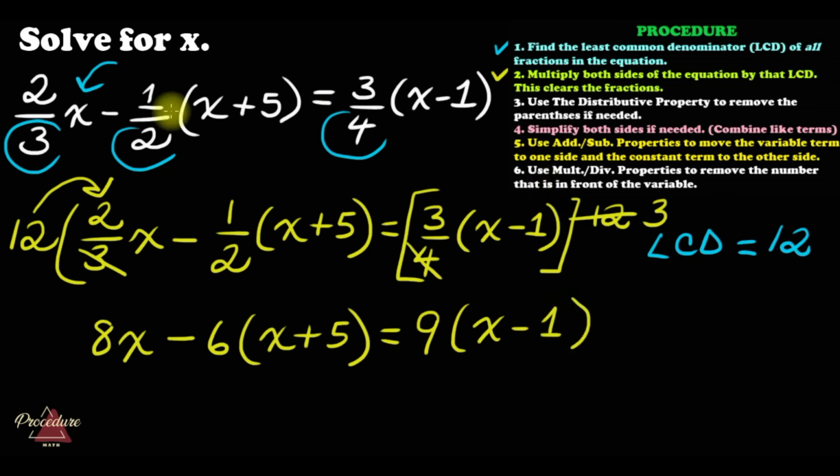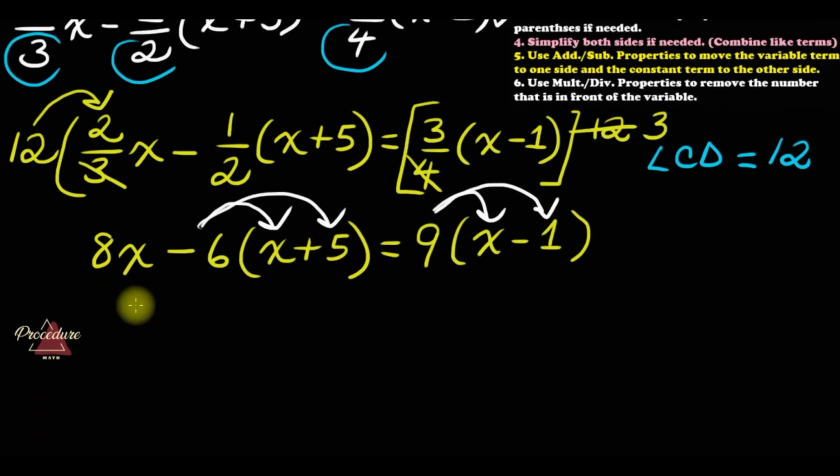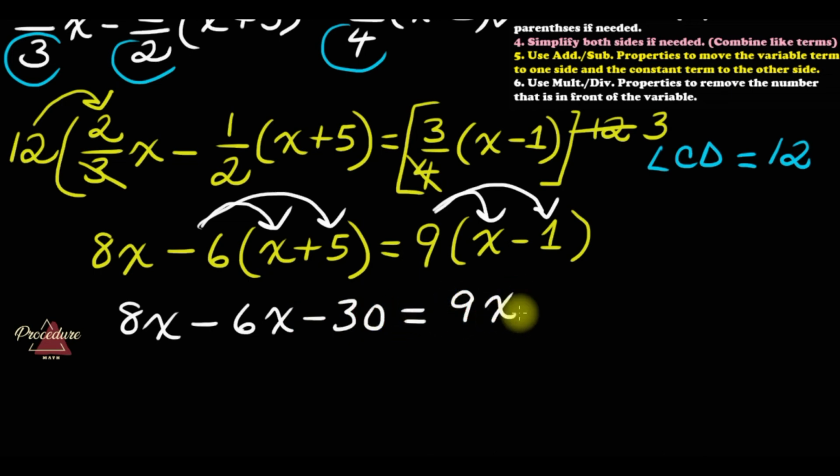Now step 3 is to use the distributive property to get rid of the parentheses. So here we have to distribute the negative 6, and then we have to distribute the 9. Okay, so that will get rid of the parentheses. So let's go ahead and rewrite this. So here we have 8x minus 6x minus 30. And then on the other side, we have 9x take away 9. All right, and then step 4 is to simplify.